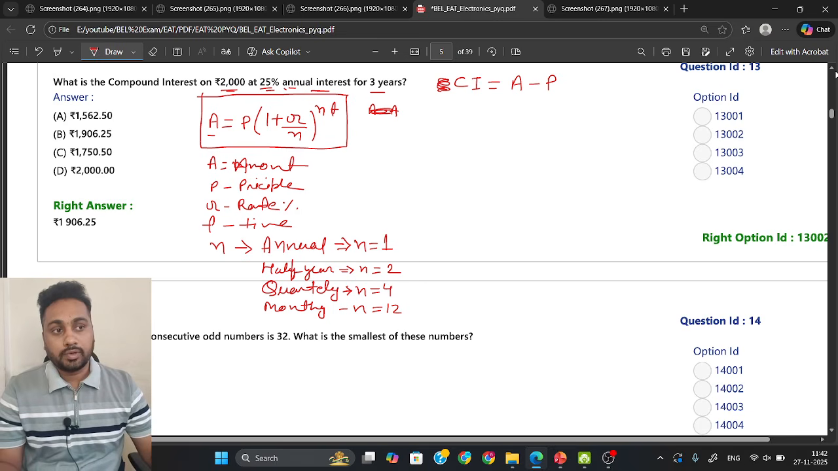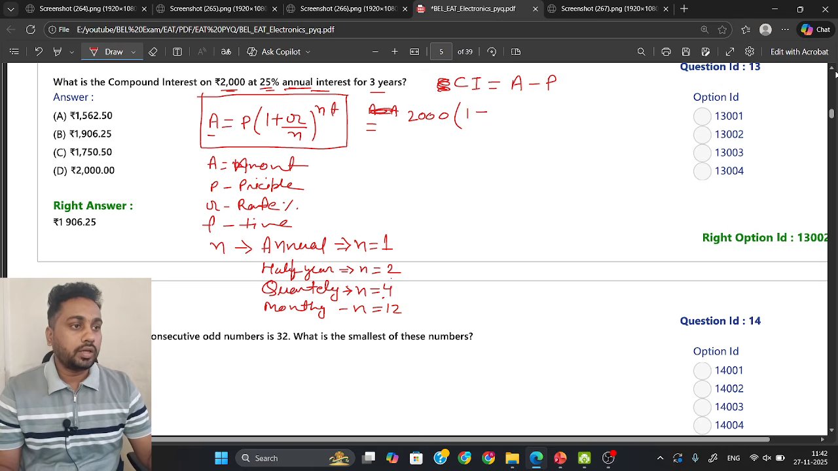Here they have asked about annual. If they ask for half year, you need to put n as 2. If they ask for quarterly, you need to put n equal to 4. So just remember this formula. It will be applicable for every kind of interest period. Okay, now we need to find A. So the P value we know is 2000. 1 plus R, we know it's 25%.